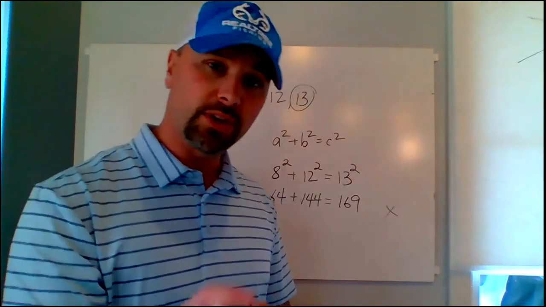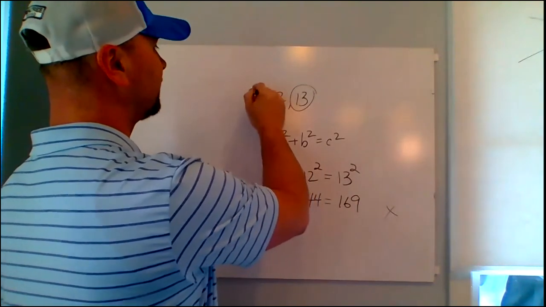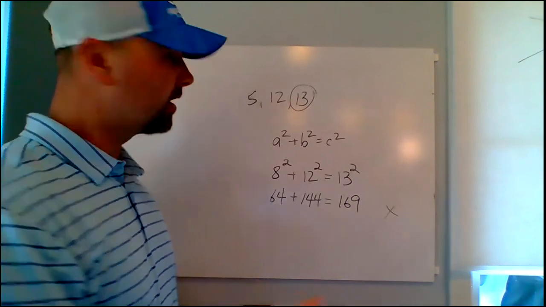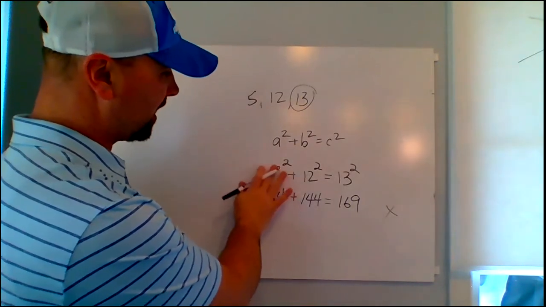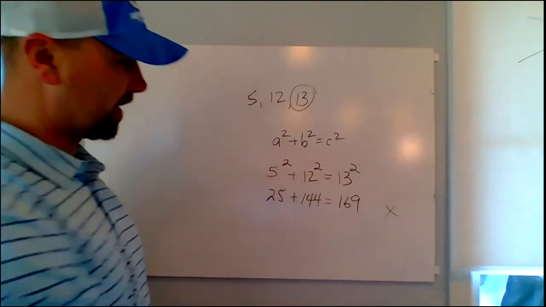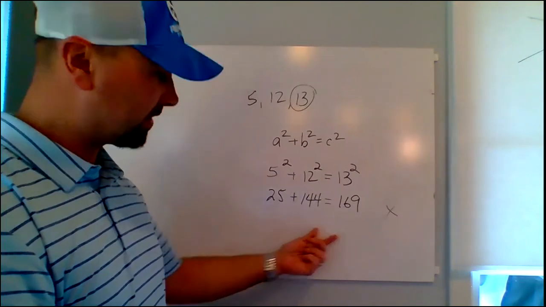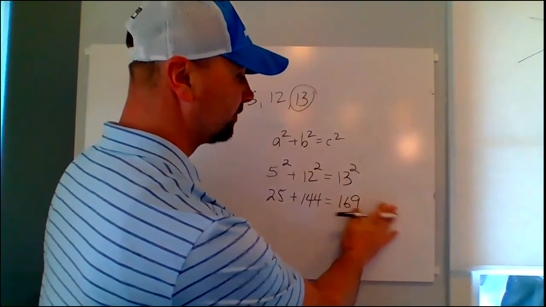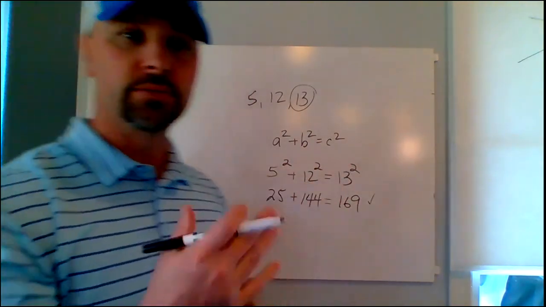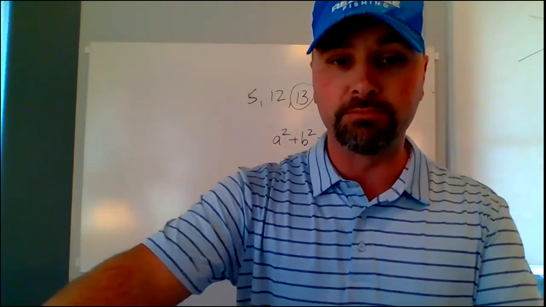Now, what I do know would be a right triangle, what would be Pythagorean triples would be 5, 12, and 13, okay? If we put 5 in instead of 8 and work it out, 25 plus 144, if you do the math, it equals 169. And so if we put these numbers in and it makes a true statement, then it's a right triangle because it satisfies Pythagorean theorem, okay?